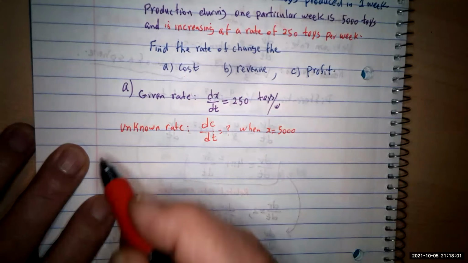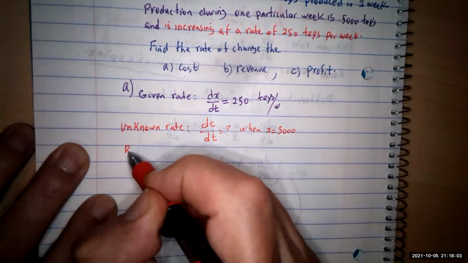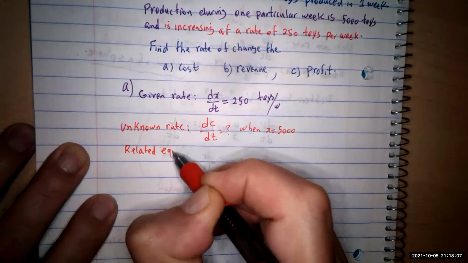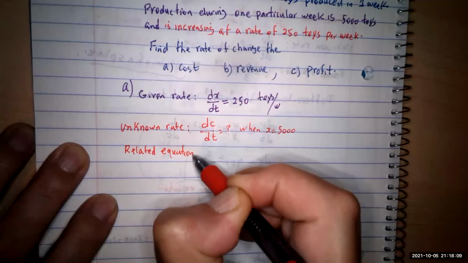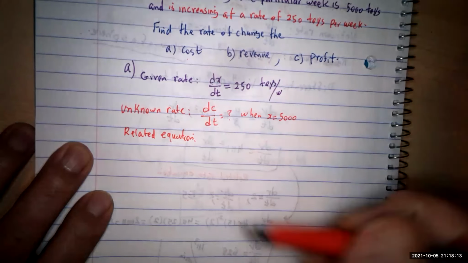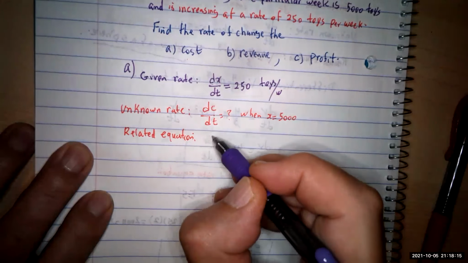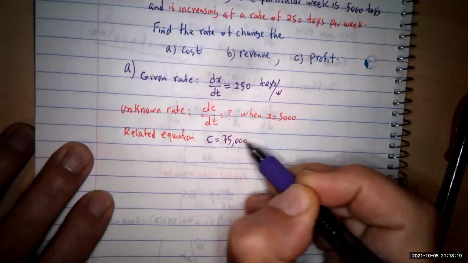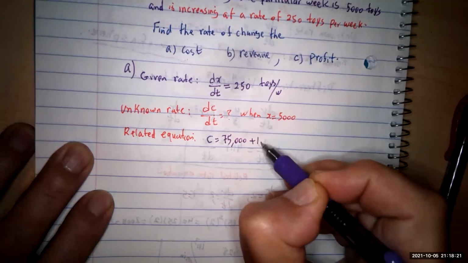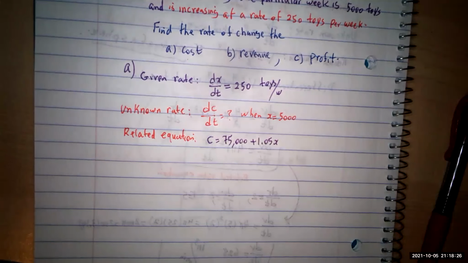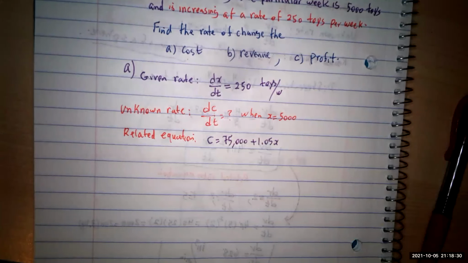Do you have any equation? Yes, of course. So what is the related equation? Talking about the cost, the equation is the cost equation. The cost equation is what? C equal to 75,000 plus 1.05x. This is your equation. That's it. The equation will be very mild, just an easy equation.